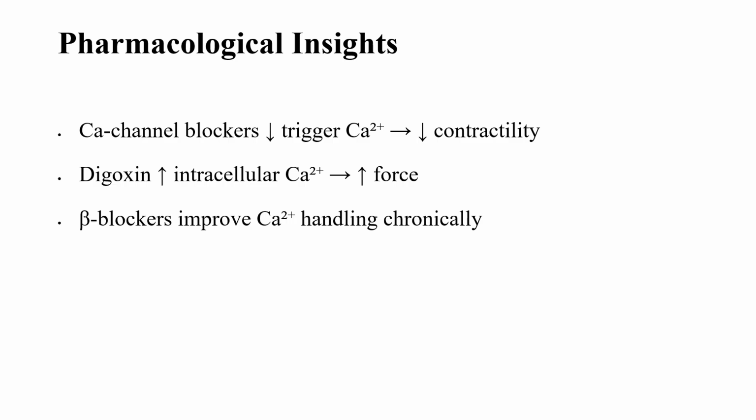Finally, beta blockers, such as metoprolol or propranolol. These have a more long-term effect. By blocking sympathetic stimulation, they reduce heart rate and calcium overload, allowing the heart to relax more fully between beats. Over time, this improves calcium handling efficiency and reduces arrhythmias, leading to better mechanical performance with less stress.